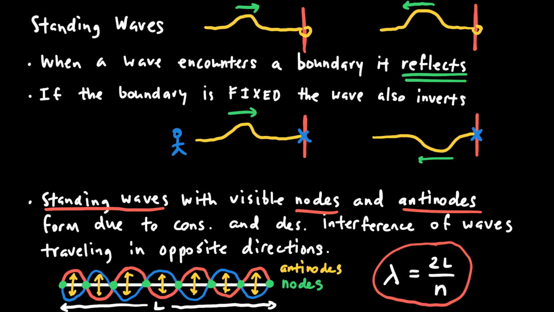All the particles are moving up and down instead of left and right, because this is a transverse wave. So relative to the direction of the waves, which might be to the left or to the right, the particles are moving up and down.